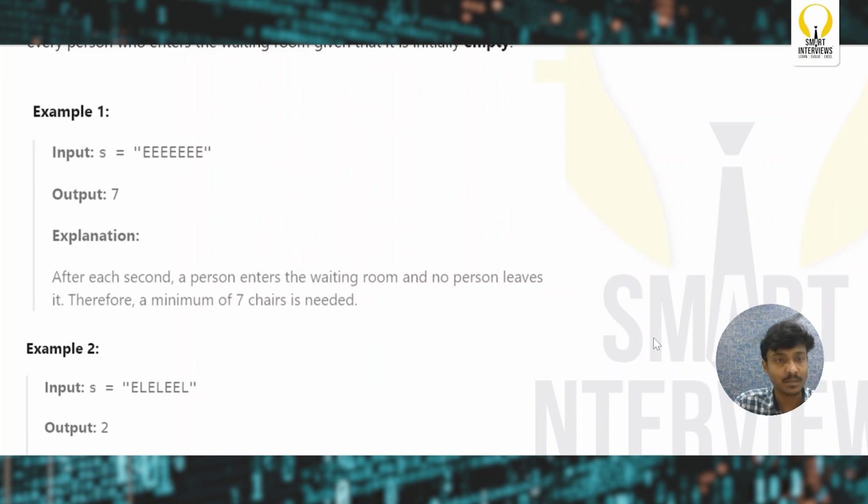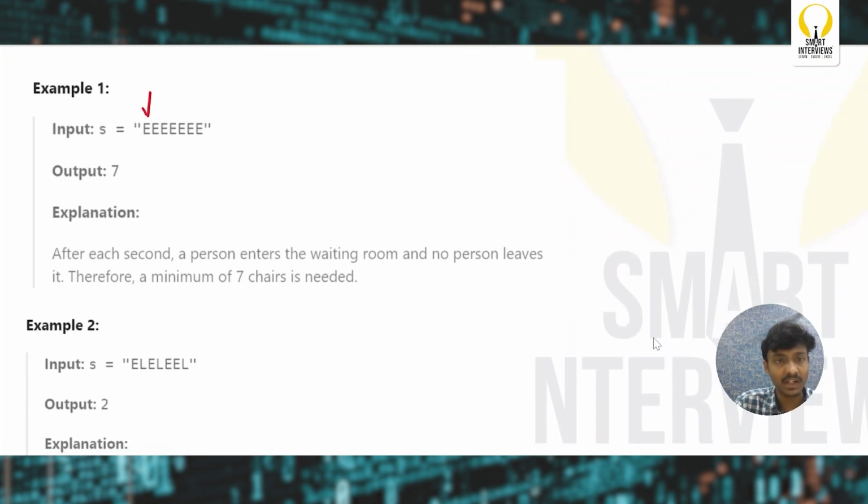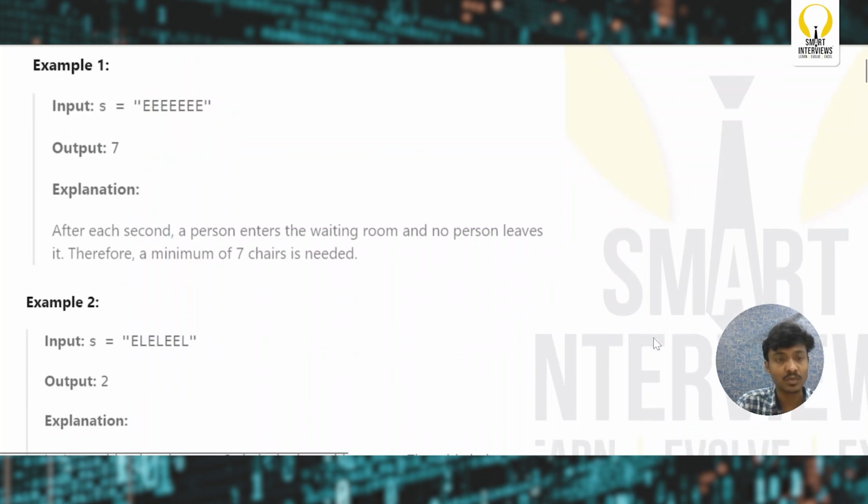In the first example the string is this. Let's see what the explanation is saying. After each second a person enters the waiting room and no person leaves it. Therefore the minimum number of chairs needed is 7. It's pretty straightforward, right? Every person enters and is going to occupy at least one of the chairs in the waiting room. So the output is 7. Let's move to the second example.